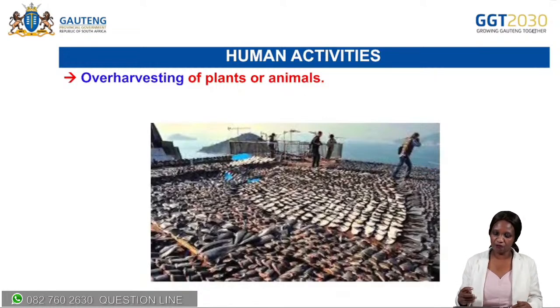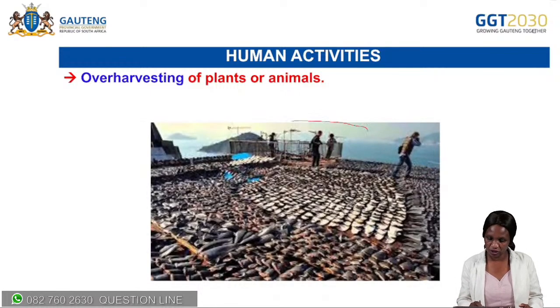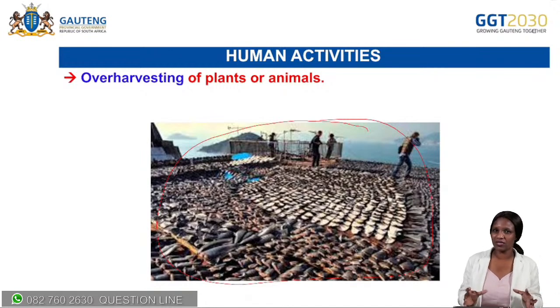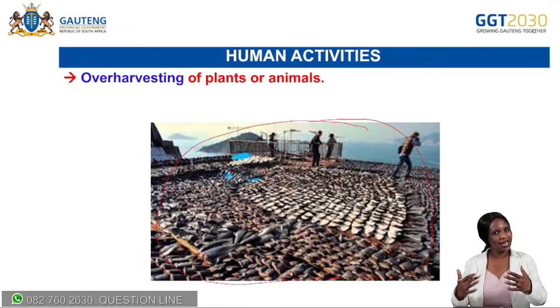Just imagine if you see this poster. Let's look at these fish. Check how many they are. There are quite many. And then these fishermen are just fishing. They don't care which size they are catching. Even the small ones, they just fish them. Even the big ones, they just fish them. They don't care about the reproduction.